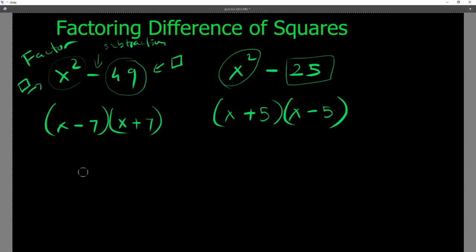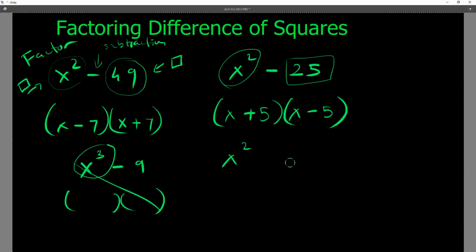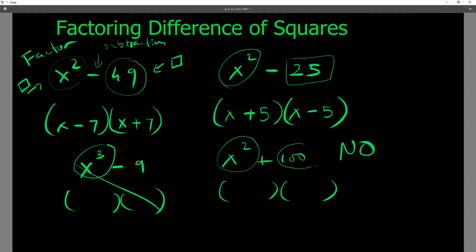And that's it. When you see a problem like x cubed minus 9, can you factor like that? You can't, because this is not a square. The exponent is not even, so you can't do it. You have x squared plus 100. Can you factor that like this? This one you can't either. Why? Because look, this is a square, this is a square, but this is not a subtraction. It's a plus sign, so you can't do that either.